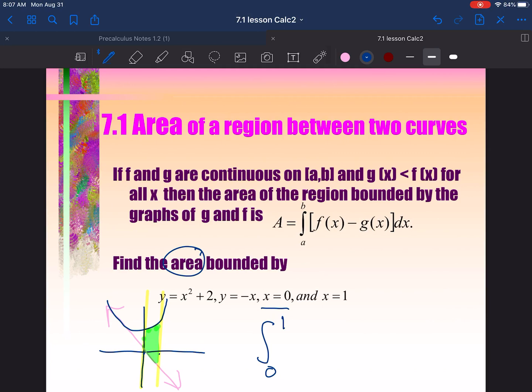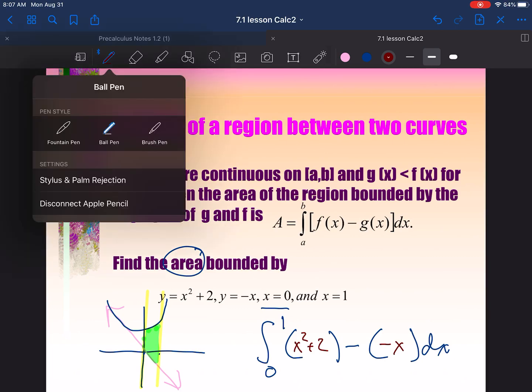So as I look at the graph, I notice that the x squared plus 2 is first. So I've got this function minus function idea happening. All right, so let's see. Ours should be the x squared plus 2 is larger because it's above. And then the negative x is your second one. Now we're just going to integrate regularly at this point.